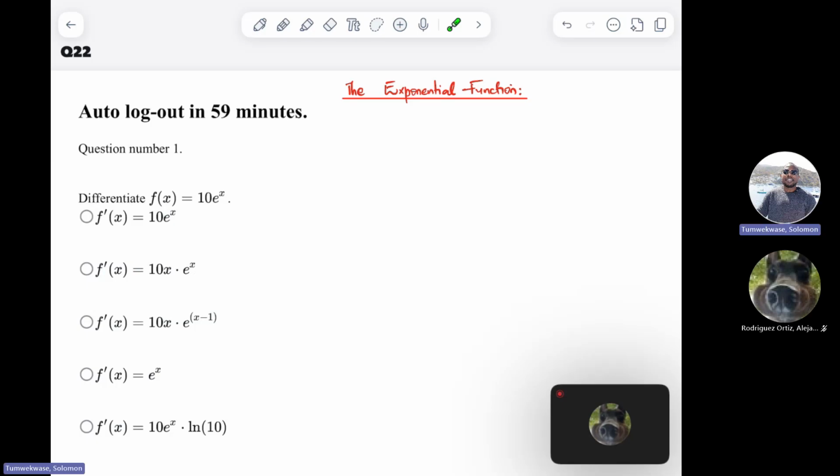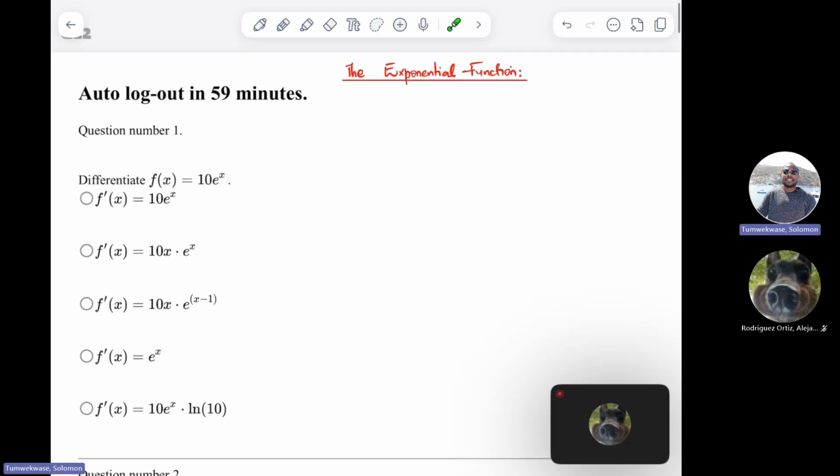Okay, so I want to go over the exponential function, and I'm pretty much going to go over all the questions of the quiz. But you can always stop me along the way if you want to ask something specific.